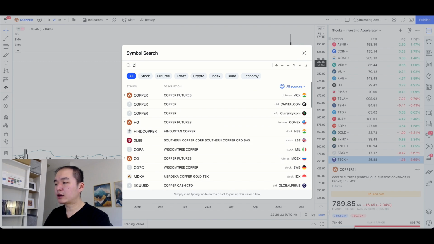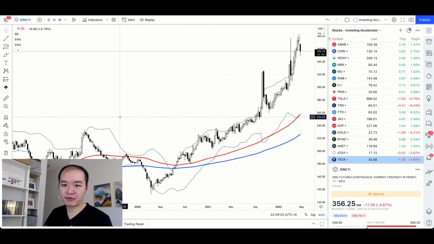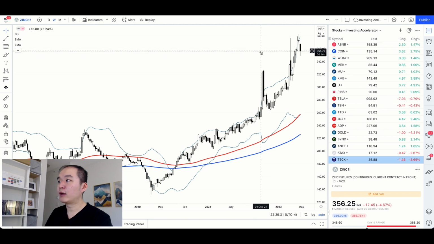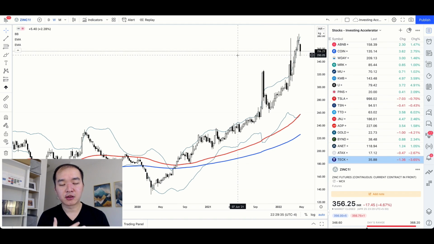And if you look at another commodity, zinc, which is something that Teck mines, produces and processes, it also went from $180 all the way to $360. So that is a 100% increase in terms of costs.